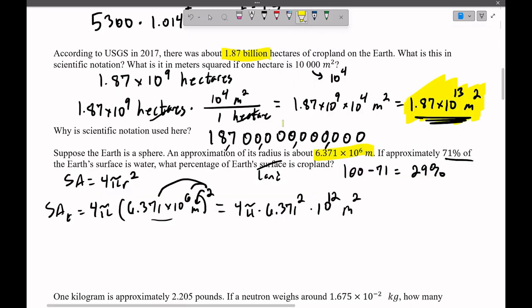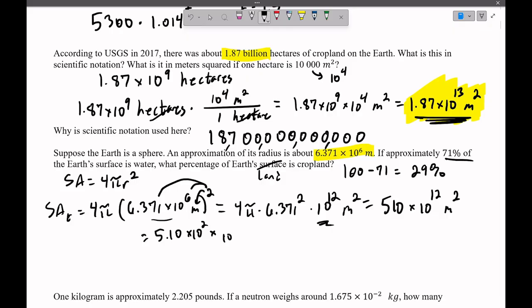Anyways, we get 510 times 10 to the 12, because this part is still there. This is in meters squared. Of course, this is not in scientific notation. I can do that by just changing this 510 to be 5.10 times 10 to the 2 times 10 to the 12. And we have like bases, so we can add the exponents. 2 and 12 is 14. So 5.10 times 10 to the 14 meters squared.